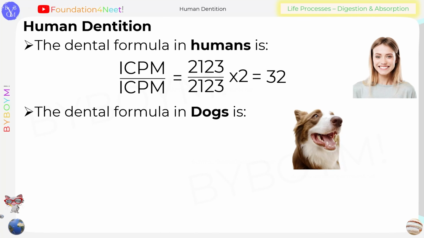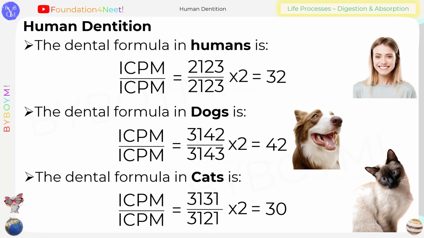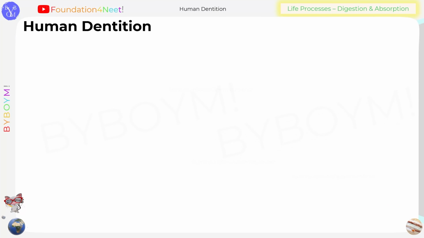The dental formula in dogs is 3142 upon 3143, whereas the dental formula in your favorite cats is 3131 upon 3121. Now we are only going to talk about human dentition.